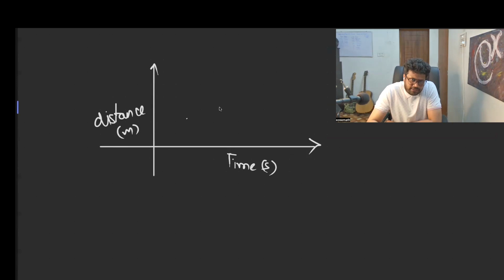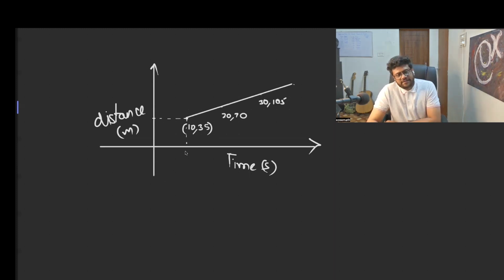Now, the points on the graph represent the time, for example, at 10 seconds in this case, and the distance the object has traveled in those 10 seconds. So it may be at 35, this may be at 20 and 70 maybe. This can be at 30 and 105. So what you're looking at is a straight line which represents the motion of this object. To repeat, you have the time taken by the object and the distance it has traveled as the coordinates of the points which create that line.